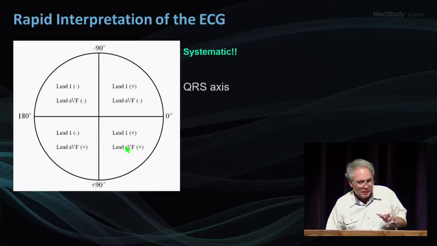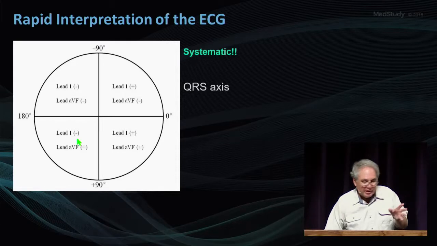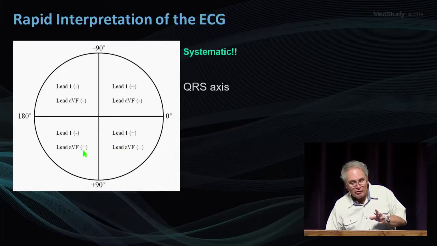Very easy. In newborns and young infants, the axis can drift over to the right a little bit. So lead 1 will be negative because it's pointing away from 0 degrees, which is lead 1, but it'll still be positive in AVF.